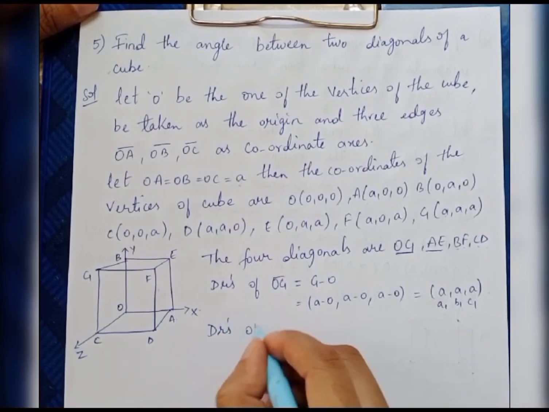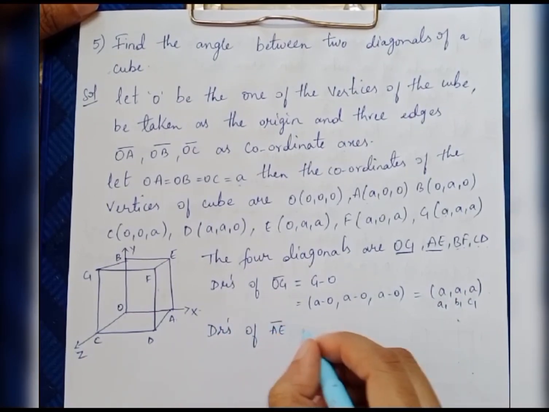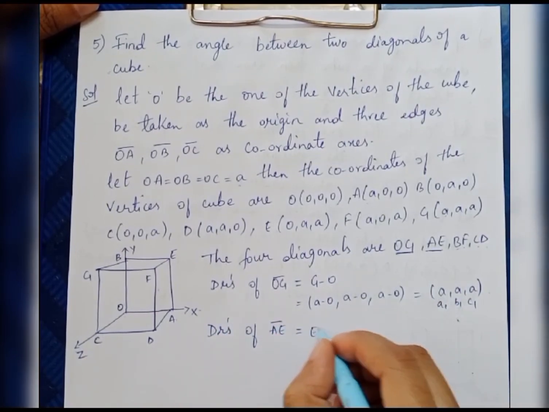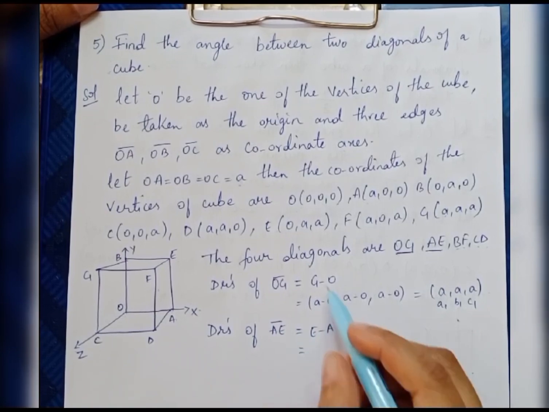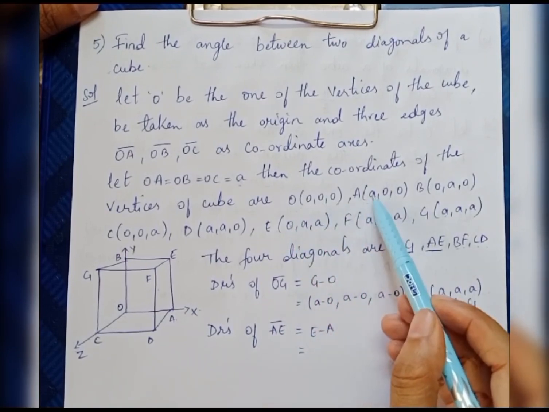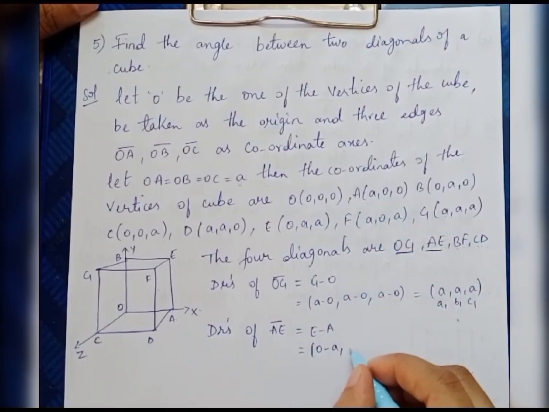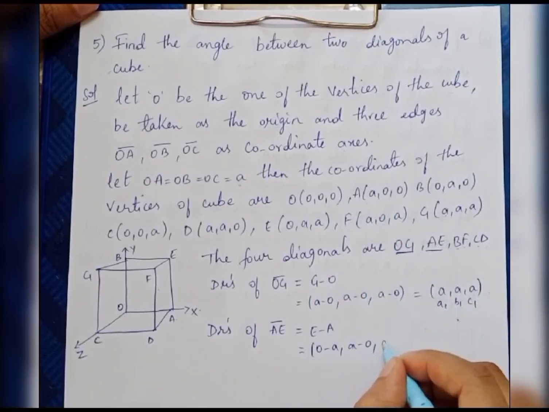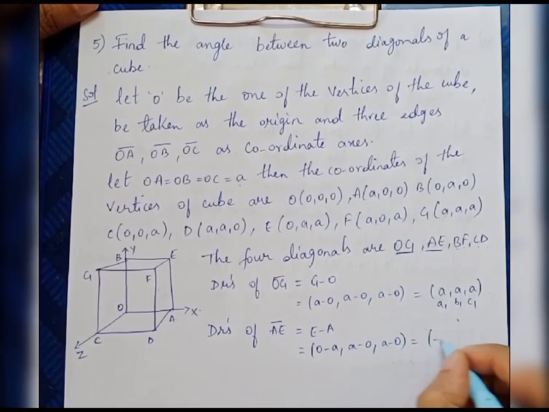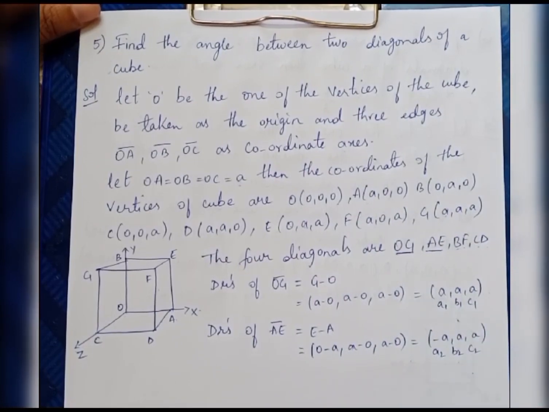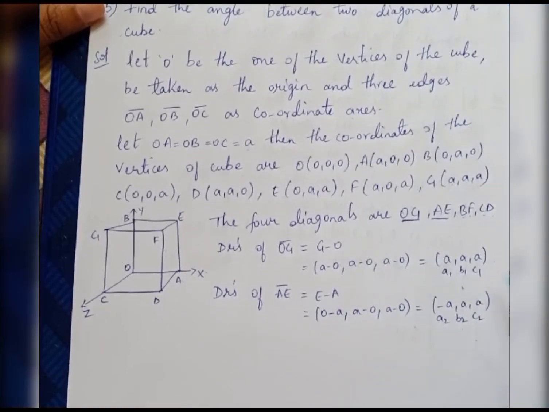Similarly, DRs of AE can be given as E minus A, vertices of E minus A. So it will be 0 minus a, comma a minus 0, and again a minus 0. So this will be minus a, a, a. So it will be a2, b2 and c2. Now we have got the values of both.